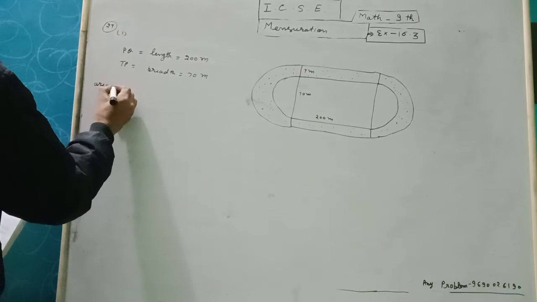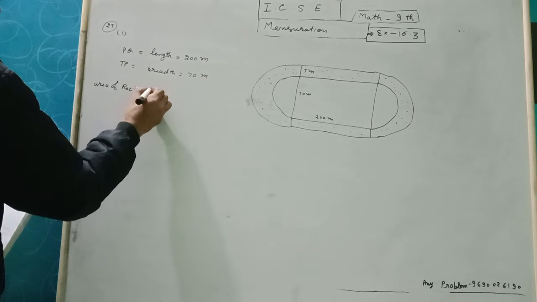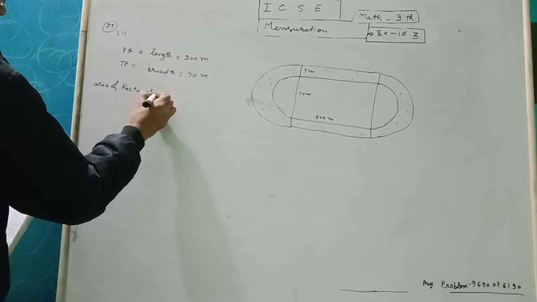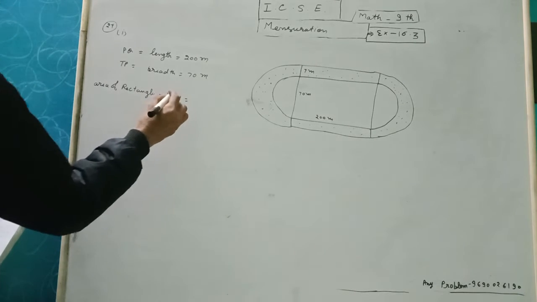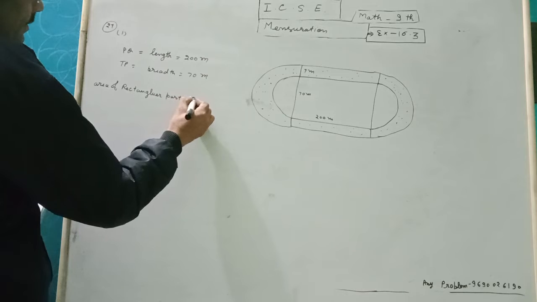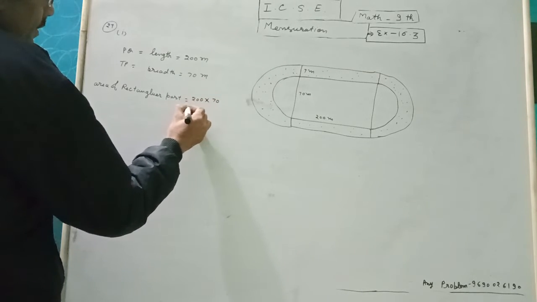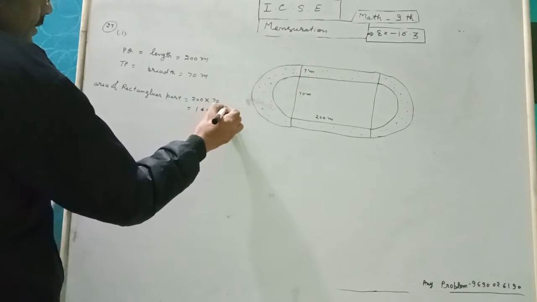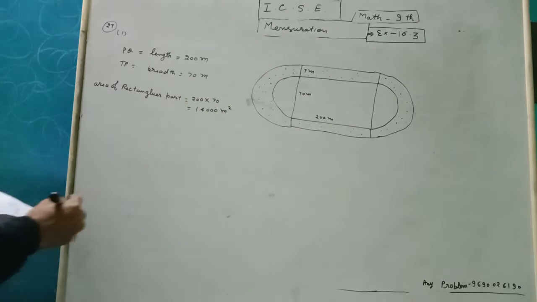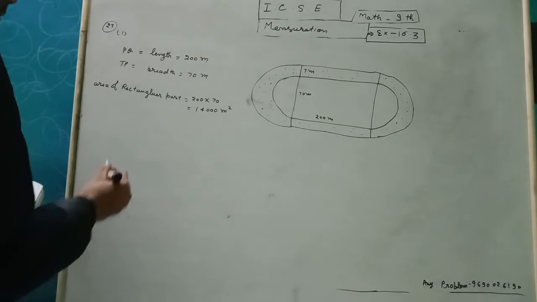Area of the rectangular part. The area will be of the rectangle, 200 into 70. After multiplying, 14,000 meter square. This is the area of the rectangular part.